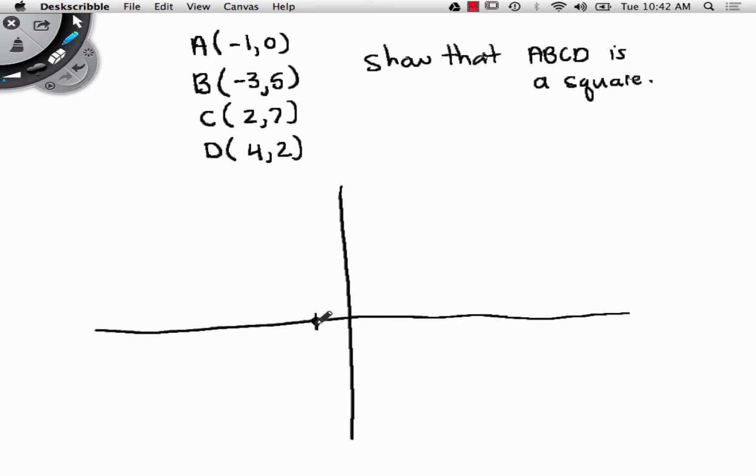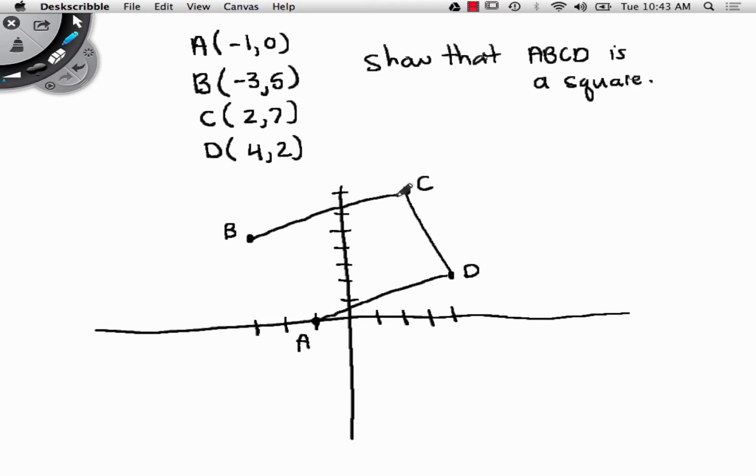So negative 1, 0, there's A. 2, 3, 1, 2, 3, 4, 5, there's B. 1, 2, 1, 2, 3, 4, 5, 6, 7, there's C. And 4, 2, there's D. Okay. So, first thing on the agenda, let's show that BC has the same distance as AD. So what is the distance of B to C? Well, it's the square root.